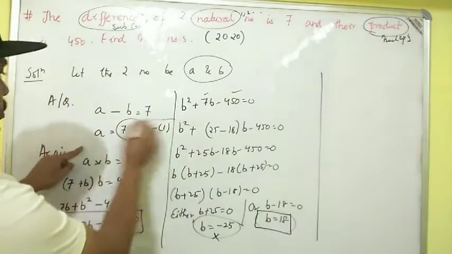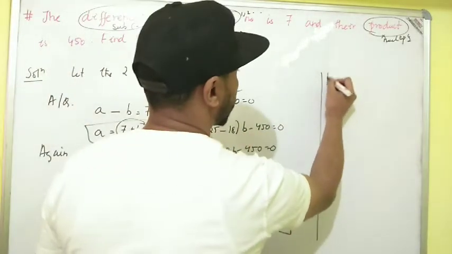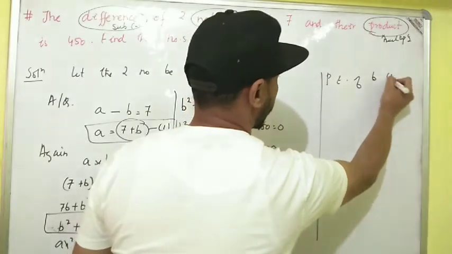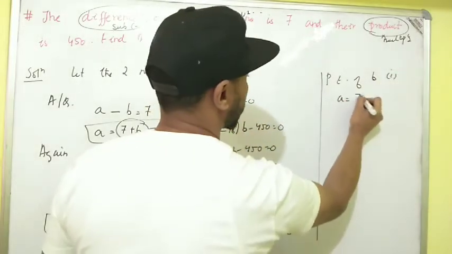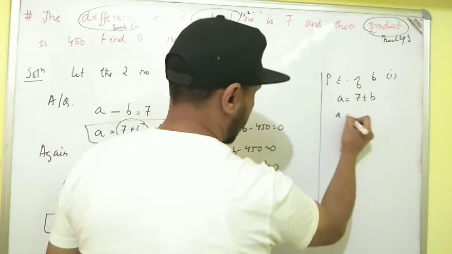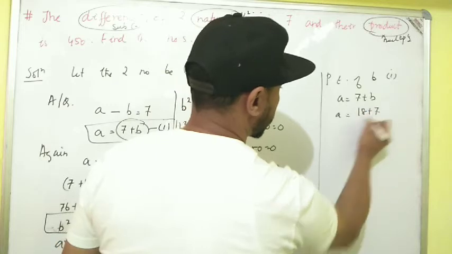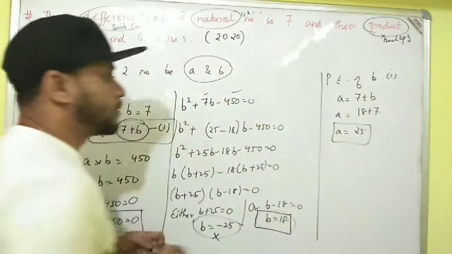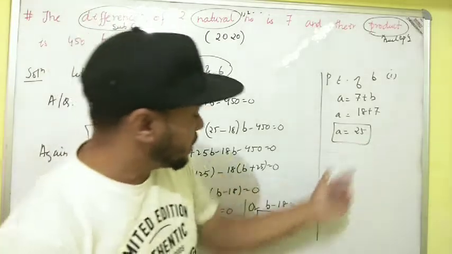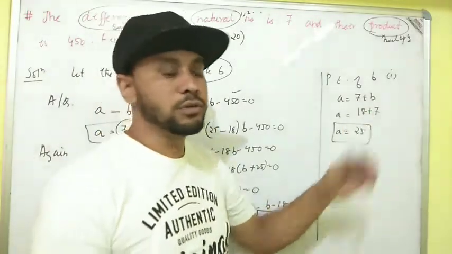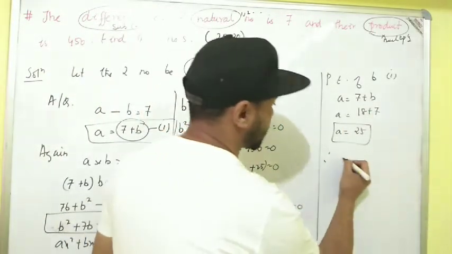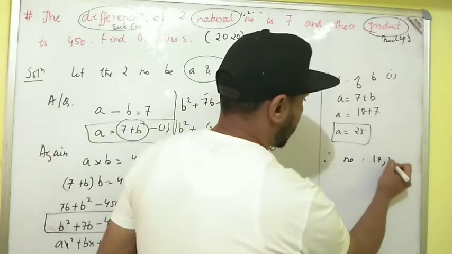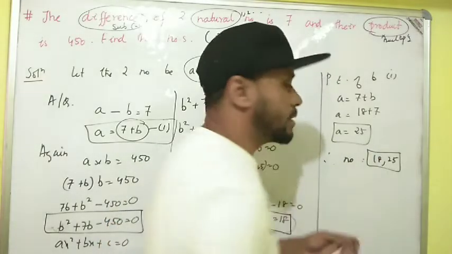Now let's use equation number 1. So putting the value of b in equation number 1, this is a is equals to 7 plus b. Now b is 18, so 18 plus 7 is 25. So we got two values: b is equals to 18 and a is equals to 25. So these are the two natural numbers. Therefore, the natural numbers are 18 and 25. So this is the answer.